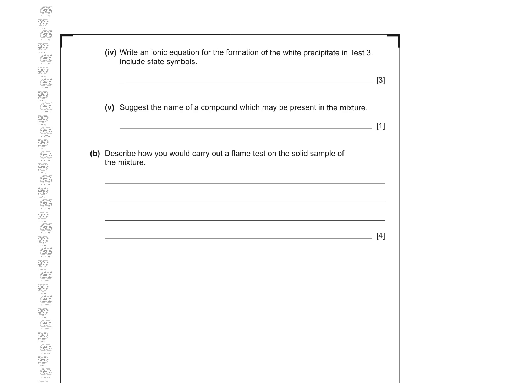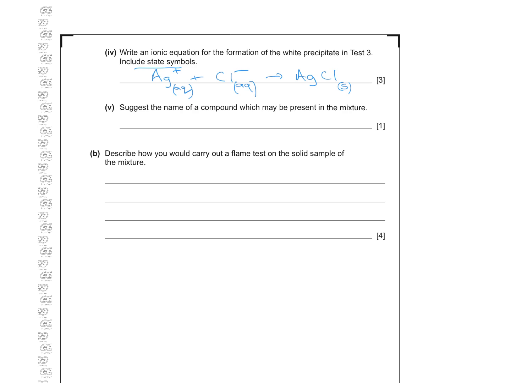An ionic equation then for the formation of the white precipitate. Silver nitrate solution was being used, and it says silver ions from silver nitrate solution take part in this reaction. They react with the chloride ions to form silver chloride. That's the white precipitate. Now, we have to put in state symbols as well. Well, the silver nitrate is a solution, so it's aqueous. The chloride ions were in solution, they're aqueous. And then the white precipitate is a solid, so it's S.